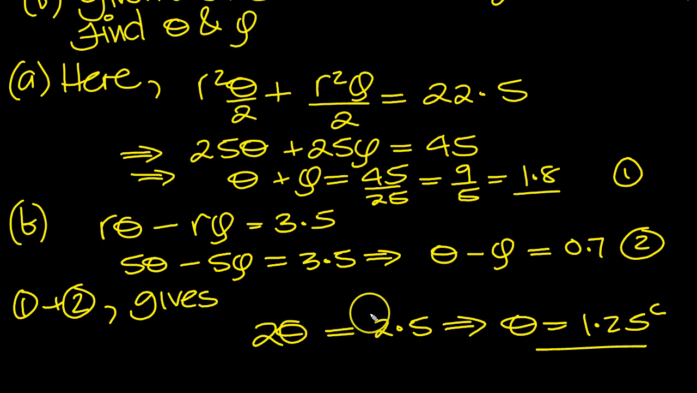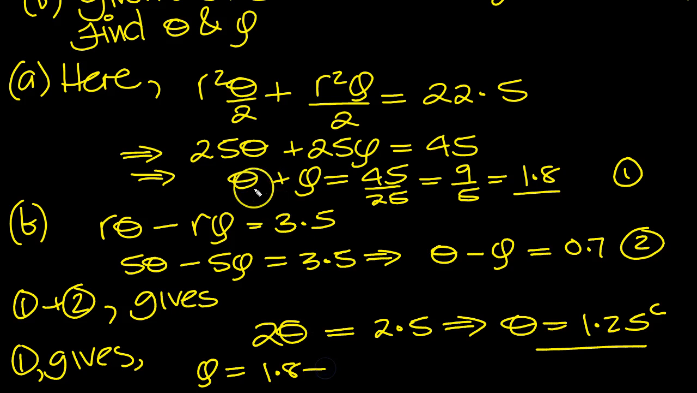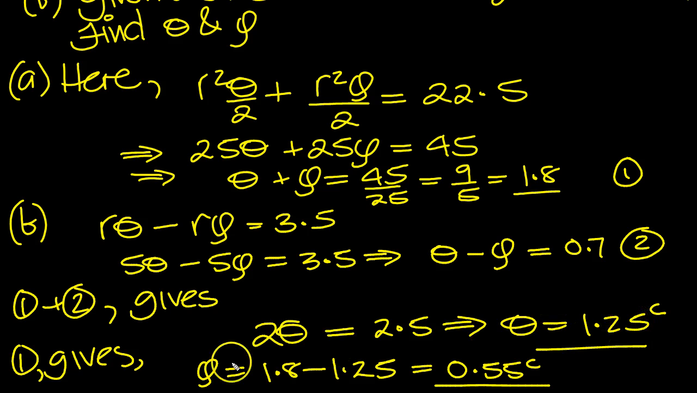And then we can read off phi, because phi will equal, here we can put it in equation 1, so we want phi is equal to 1.8, take away theta, minus 1.25, which is 0.55 radians. So theta is 1.25 radians, phi is 0.55 radians.